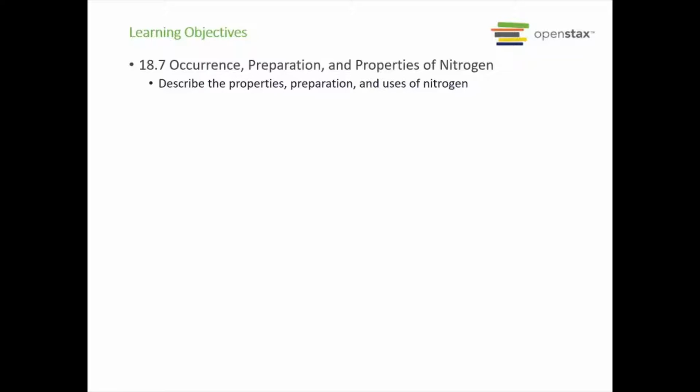So last week we went through sections 1 through 6. This week is 7 through 12. This is a super long chapter, so I apologize. And on top of it, it's just a lot of words. I'm sorry. But we're picking up with 18.7, occurrence, preparation, and properties of nitrogen, and that's what we're going to be discussing.